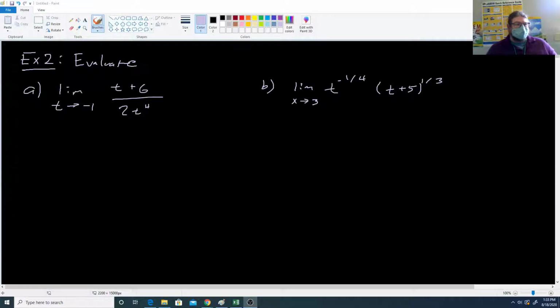We are going to work through evaluating these two problems. So in the first one, part A here, I think I need to look at the limit as t approaches -1, and I'd like to break it across this quotient, so I'll use the quotient law. And this becomes the limit of the top as t approaches -1 of t plus 6, over the limit of the bottom as t approaches -1 of 2t to the fourth.